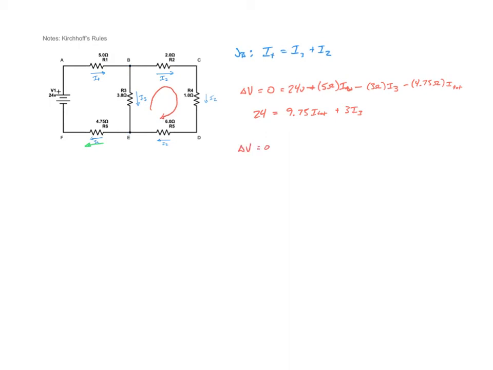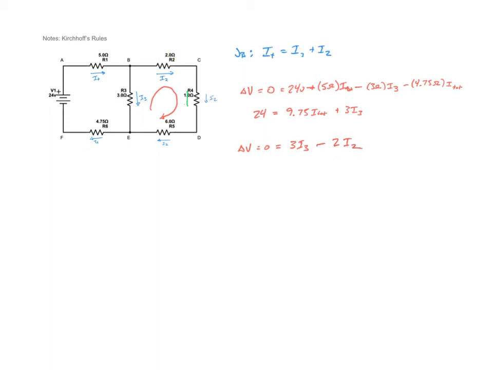This time starting at point E, going through resistor 3, and from point B to C to D to E. So in this case, my first element is R3 again, but I'm going up through it. So I list this voltage as positive. My next element will be R2, and this time I'm going with the current through the resistor, so it's going to be a negative value for my voltage, and it will be 2 times I2, resistance times the current.